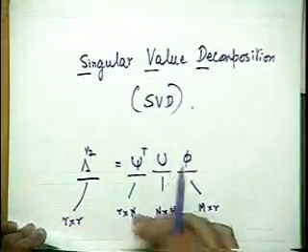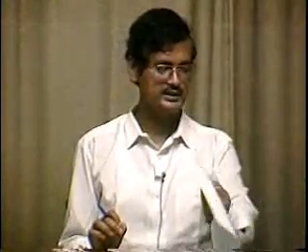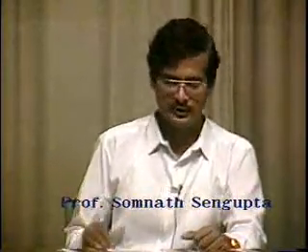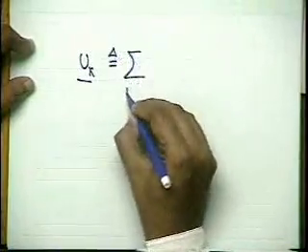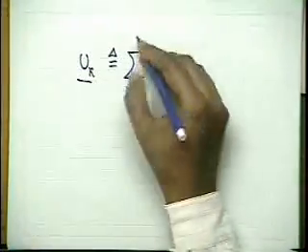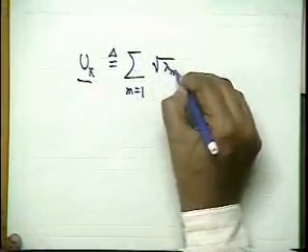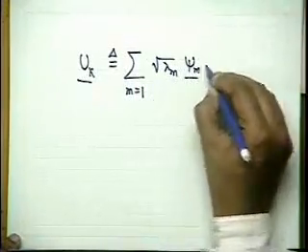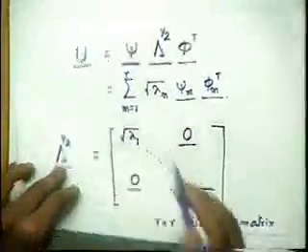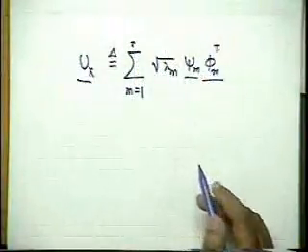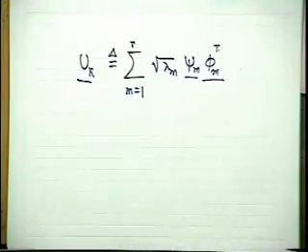Now there is an important property of the singular value decomposition. If I compose an image U as follows, I can compose an entire image by taking the summation of square root of lambda m, psi m, phi m transpose. If I take the summation from m equal to 1 to r, I get the entire image.